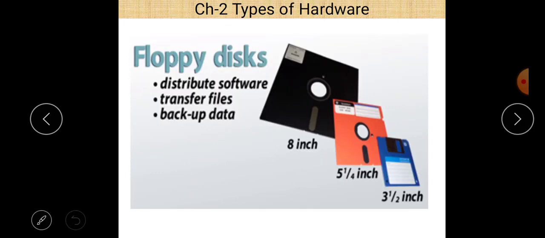So these are the different sizes of floppy disk: 3.5-inch, 5.25-inch, and 8-inch floppy disks. These are three different sizes of floppy disk. So using a floppy disk, we can distribute our software, transfer files, and they are used to back up the data. And these are the three different sizes of floppy disk that are available in the market.